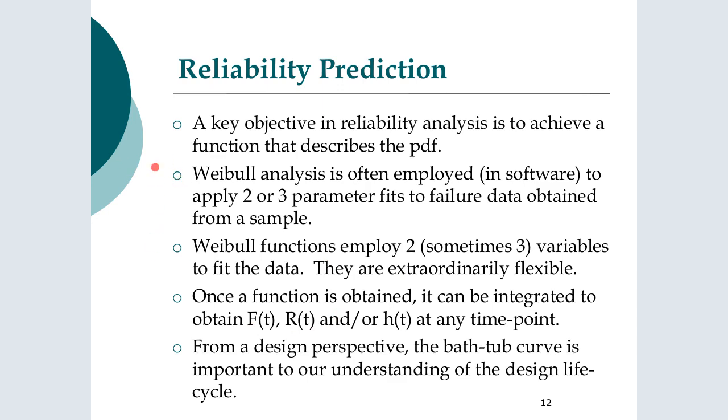Now, it's beyond our scope to go through the detail of that analysis, but essentially what you do is you generate data. We'll talk about that a bit more in the next lecture, how you do that. But Weibull analysis is used, and it's typically done in software, and you can have a 2 or 3 parameter Weibull analysis. Essentially, a Weibull function is a very flexible curve fit to the time data. And it gives you 2 or sometimes 3 variables to play with. So they're extraordinarily flexible under these different variables and allow you to fit a wide range of distributions. So once you're able to get that fit done, you can integrate the PDF to get the F of t, calculate the r of t, or calculate the hazard rate.